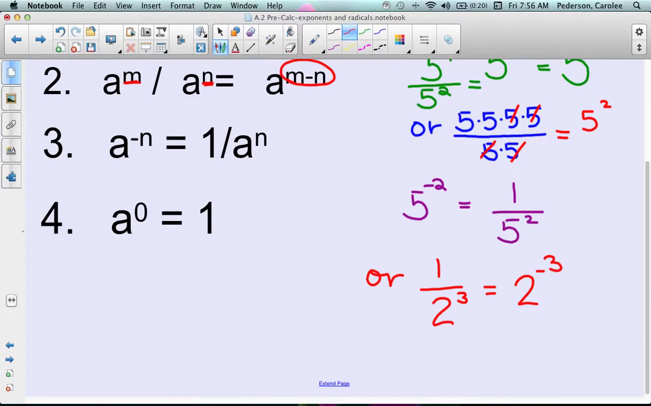Our last property is when you have anything raised to the 0 power, it is 1. So an example would be like 5 to the 0 is 1. 3 to the 0 power, 1. X to the 0 power, 1.